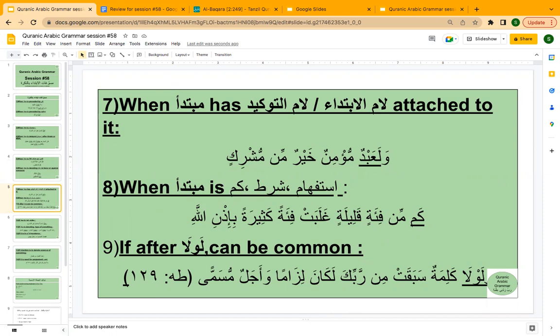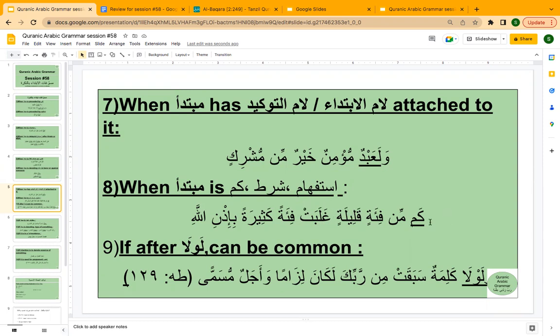If your mubtada is istifham, a question word, ism istifham, ism shart, or kam, okay, these three, if your mubtada is one of these three, it is allowed for it to be common. This kam here is mubtada, and fi'at ghalabat is actually the khabar.